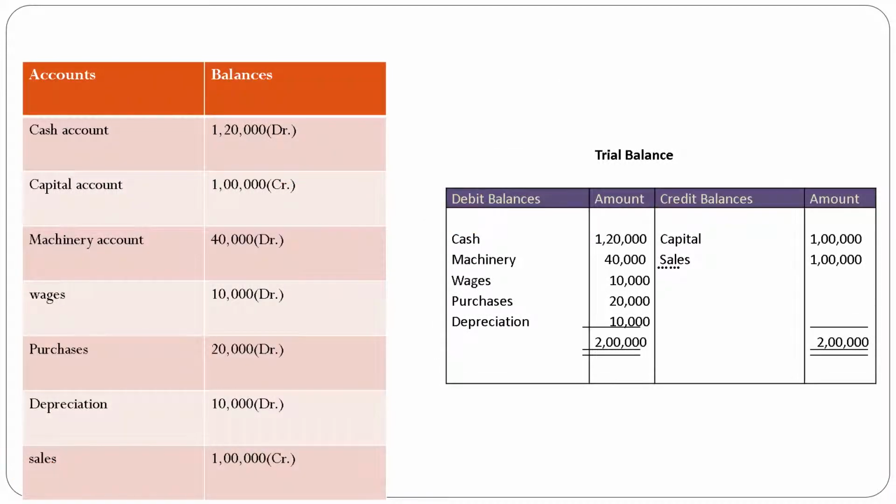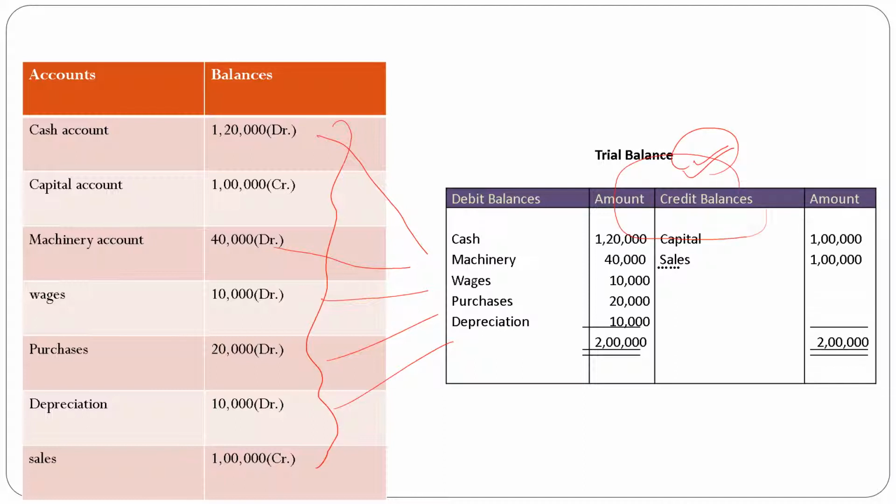Here you can see the trial balance. This trial balance we have prepared using these balances. So we have recorded these debit balances here and the credit balances under this head. So now let's use this trial balance to prepare the final accounts.